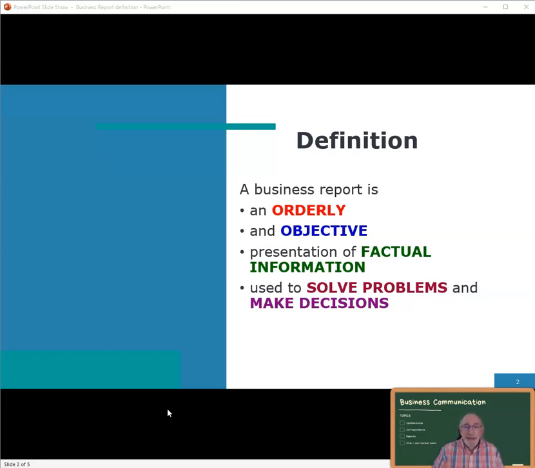So, let's break down this definition. First, let's assume we all understand the last part. The purpose of business reports is to help decision makers make decisions and solve problems. That's pretty basic. Now, let's discuss factual information. Facts are facts, right?